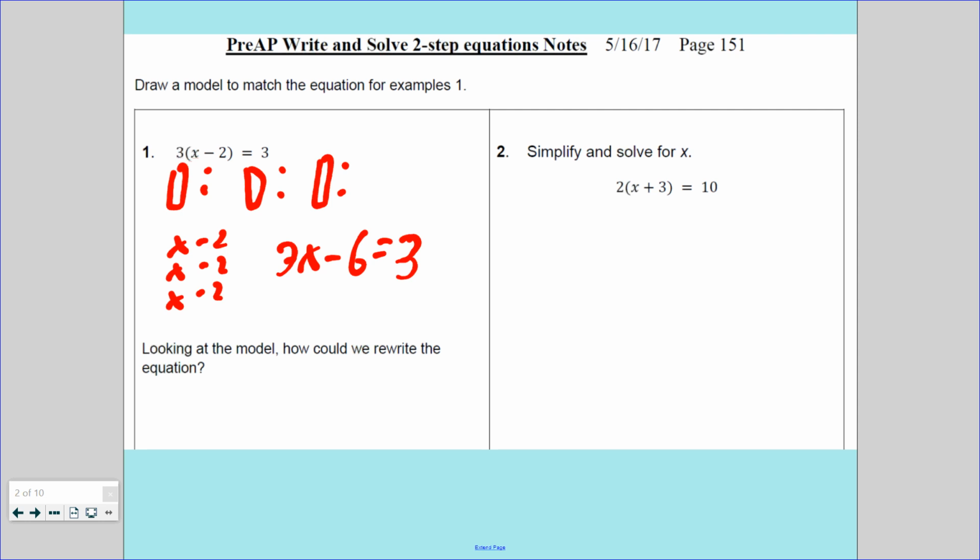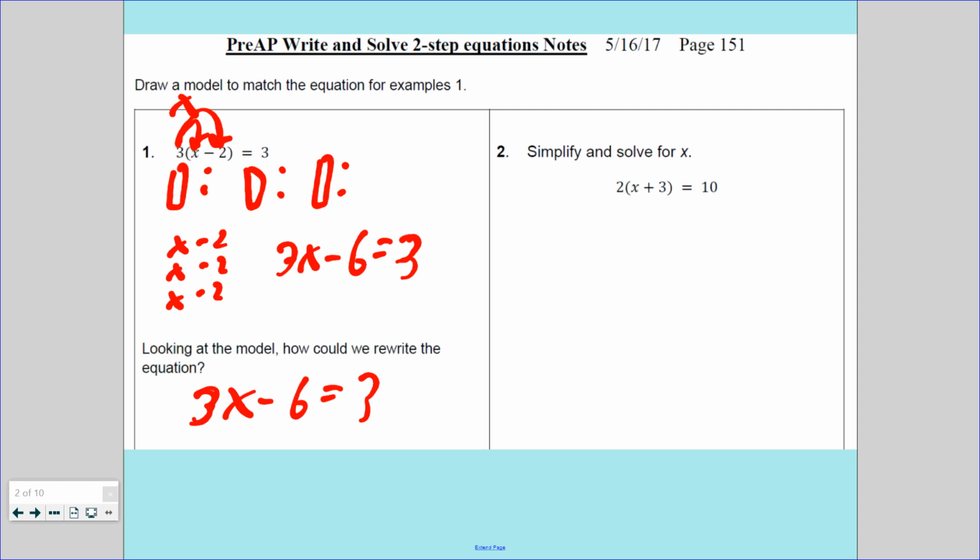Or you could use the distributive arrow as a shortcut. What is 3 groups of x? 3x minus, what's 3 groups of 2? 6. So what is the inverse operation of minus 6, plus 6? Oh, I didn't say to solve it. So looking at the model, how could we rewrite the equation? 3x minus 6 equals 3.